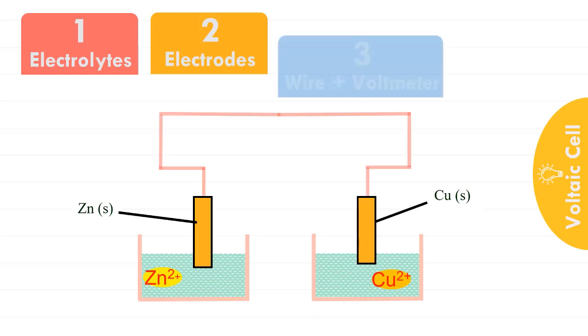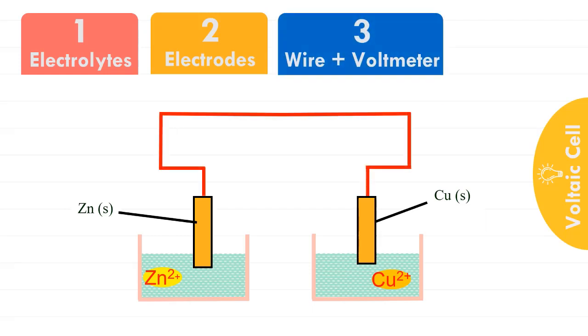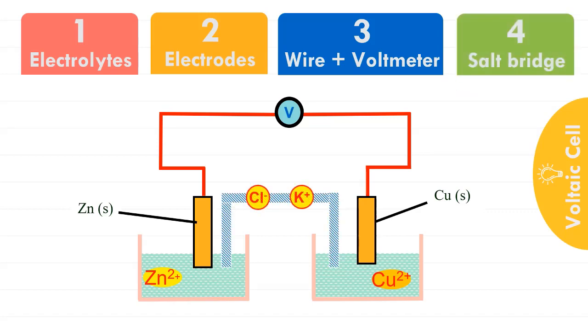Next, we will use a wire to connect both electrodes. When we do this, something amazing is happening. Electrons start moving through this wire, indicating there's electricity. We can take a voltmeter and hook it up to this wire, and the voltmeter can give a reading of potential difference. There's one more important part of the voltaic cell called a salt bridge that connects these two solutions. The salt bridge is used to maintain the neutrality of the solutions, which we'll talk more about later on.